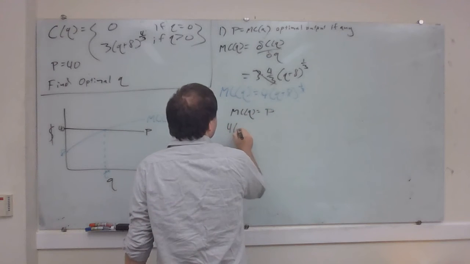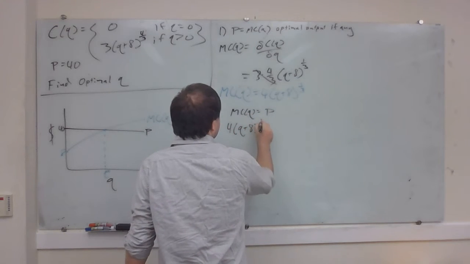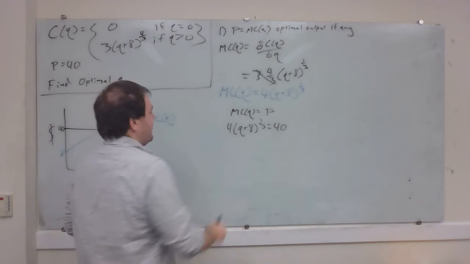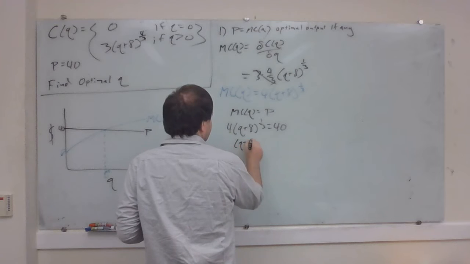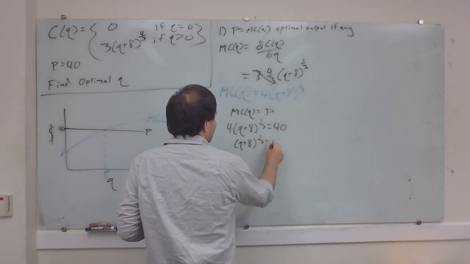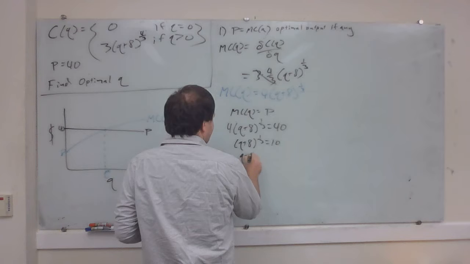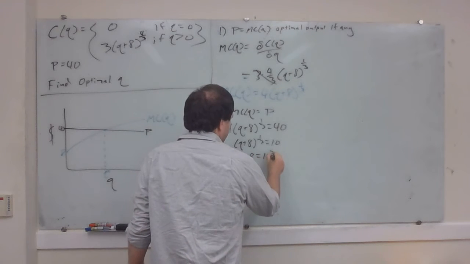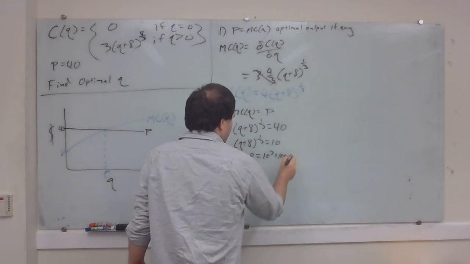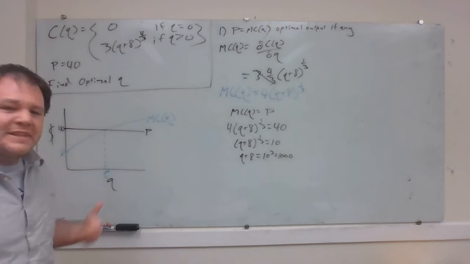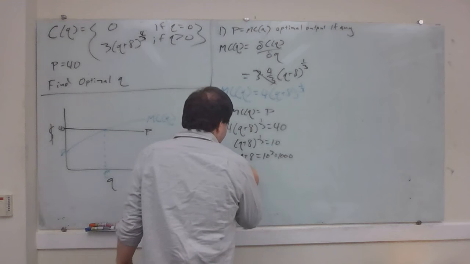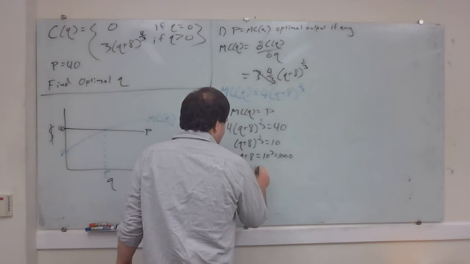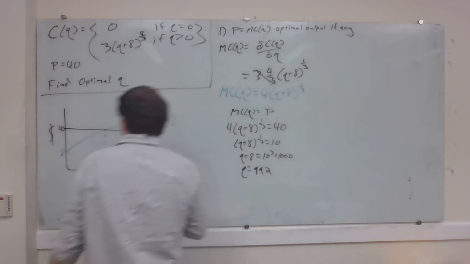That's going to give me 4 times (Q plus 8) to the 1/3 equals 40, right, which is our price. And now we just solve for Q. So we'll say (Q plus 8) to the 1/3 equals 10, right? Q plus 8 is going to equal 10 cubed, which is 1,000. Right? 10 squared is 100, times 10 again is 1,000. So then Q is going to equal 1,000 minus 8, which is 992. Beautiful.